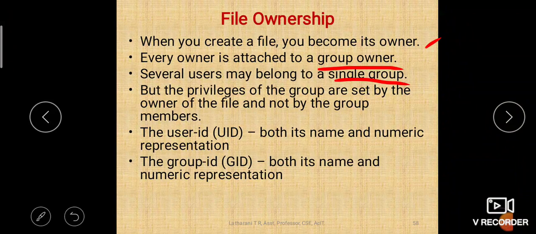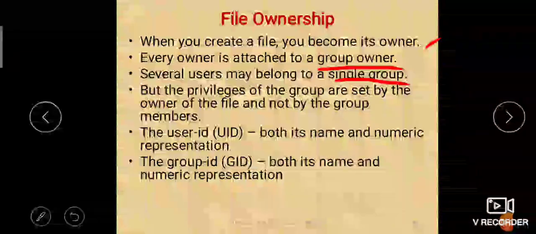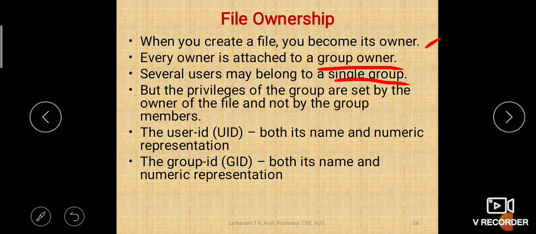But the privileges of the group are set by the owner of the file and not by the group members. Only the user who created the file will be able to set the privileges. Privileges means access permissions: readability, writability or executability will be set by the owner of the file, but not by any other group members. Okay.